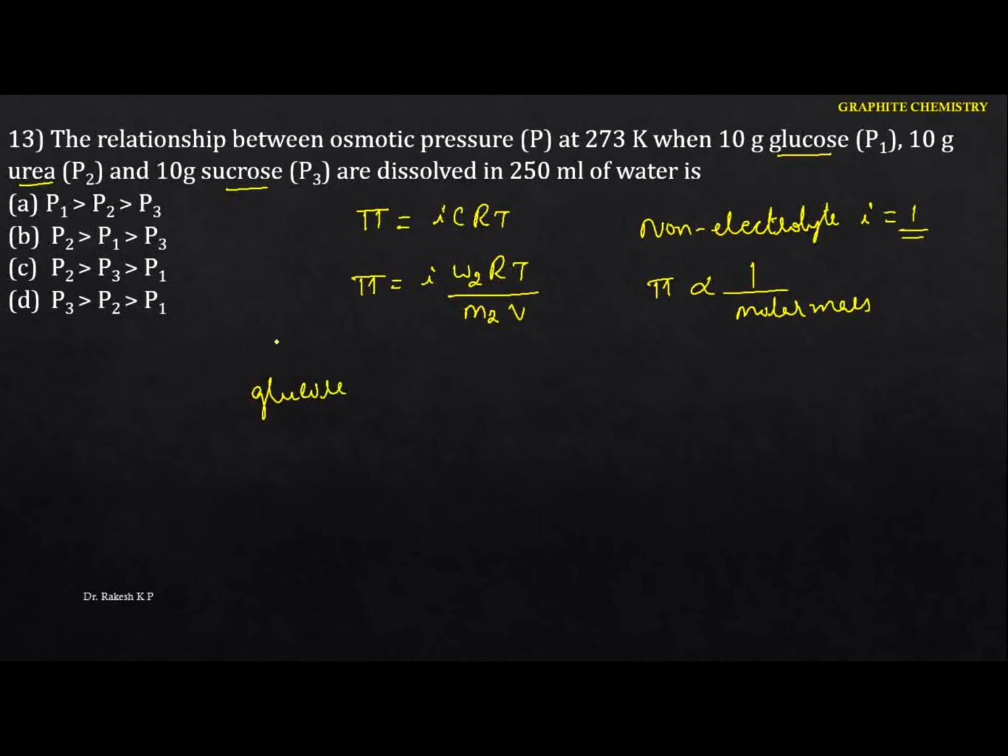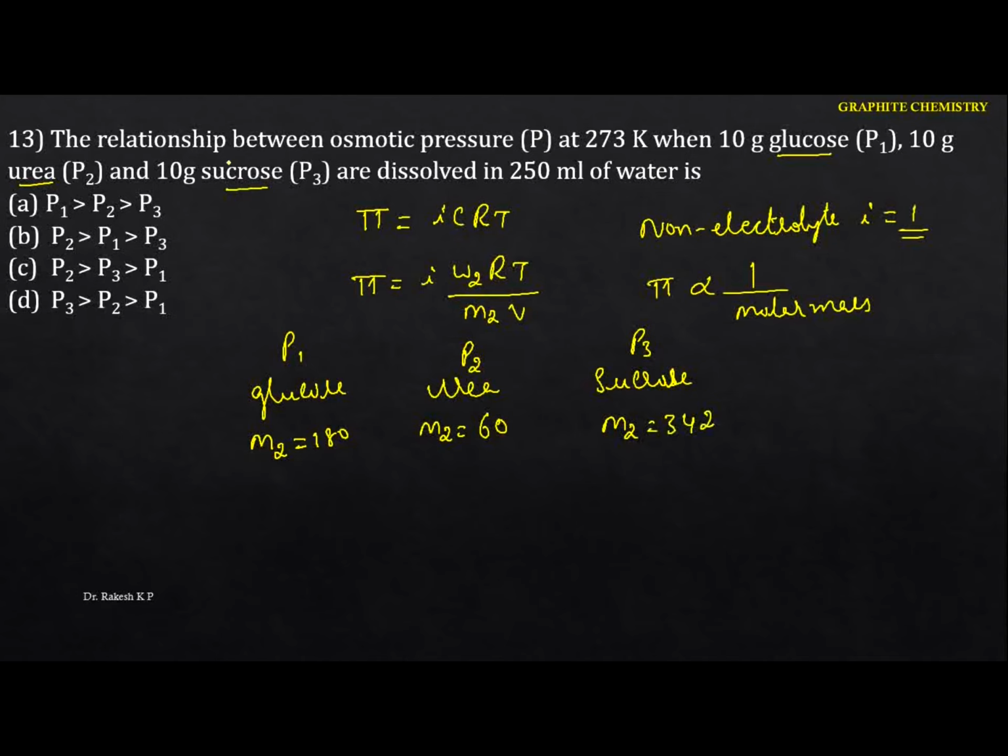For glucose, I can write the osmotic pressure as P1, and the next thing is urea, so the osmotic pressure will be P2, and again we have sucrose, for which I'm going to write P3. Now identify the molar mass M2: for glucose it is 180, for urea it is 60, and for sucrose the molar mass is 342.